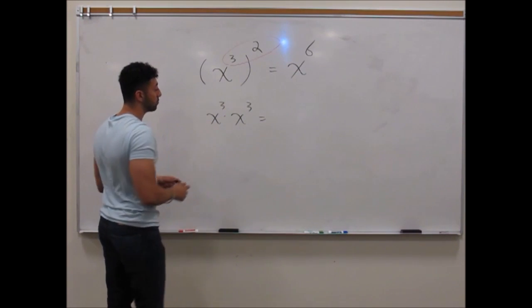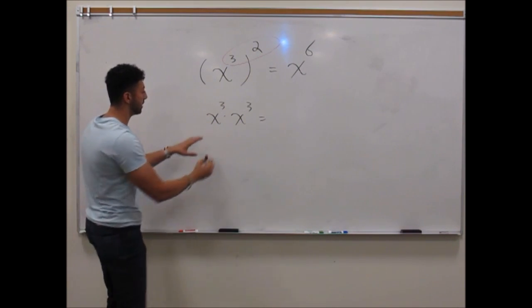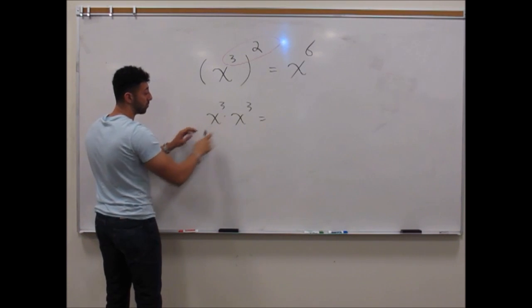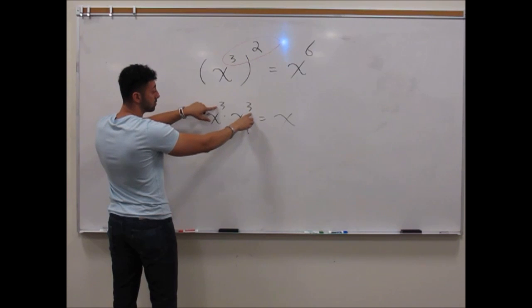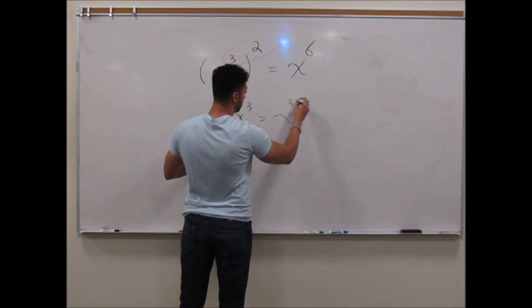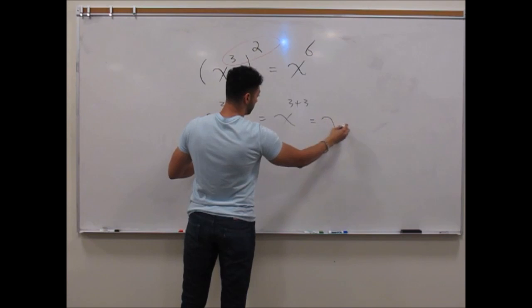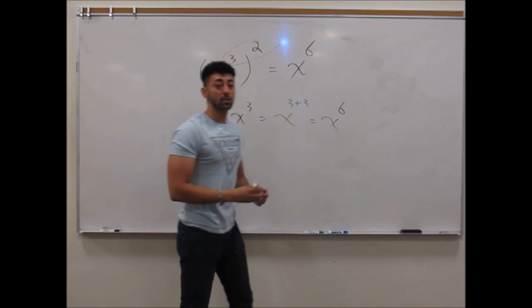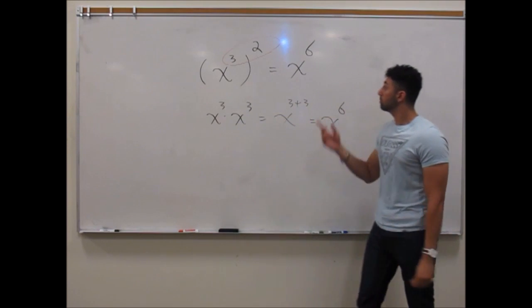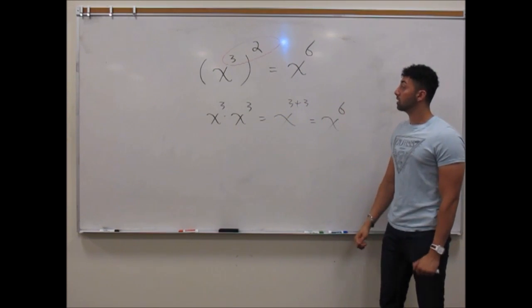And see, we're back to the product same base law because we have the same base here and there's a product happening between them. And we said when that happens, we add the exponents. So 3 plus 3 would be 6. And notice we end up getting the same answer again. So that's why the power to a power rule works out the way it does.